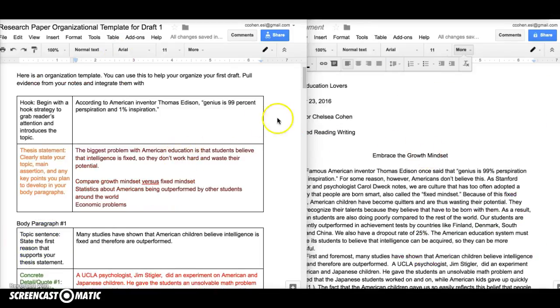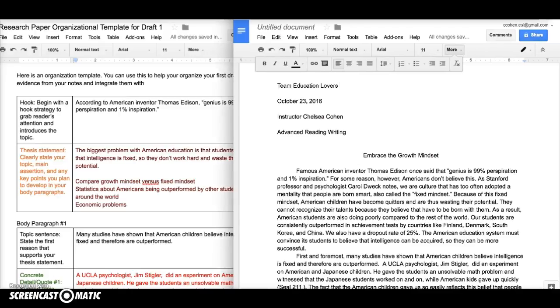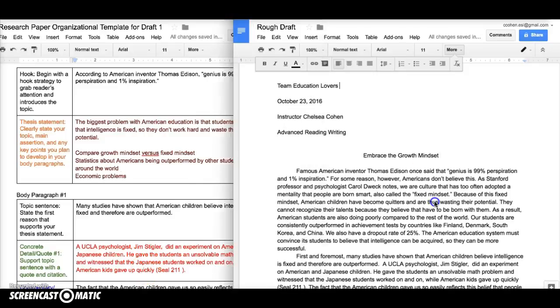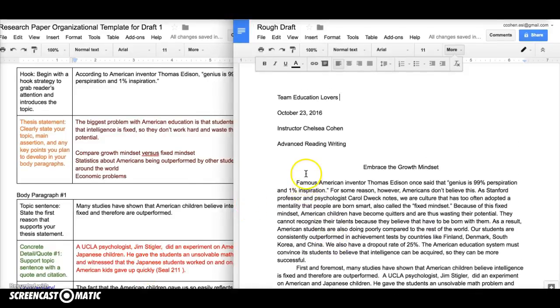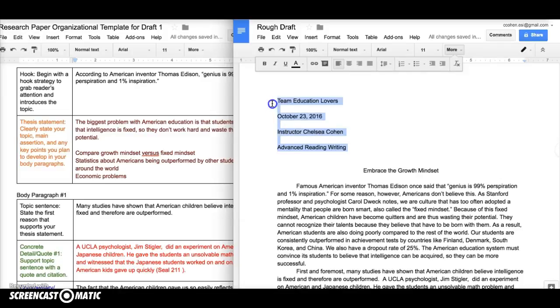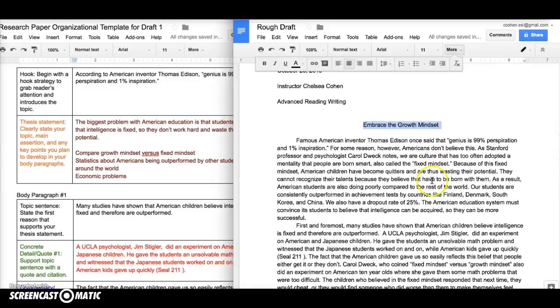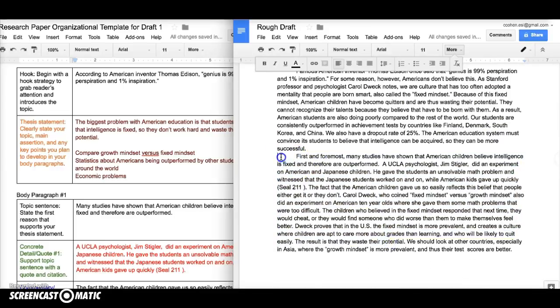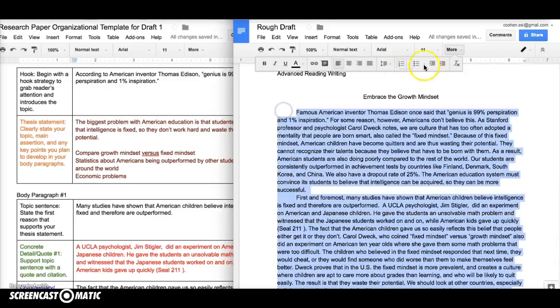So my next step was to create a new document. As you can see here, this is my true rough draft, where I took my information from this organizational template and I copied and pasted it over here. I added my heading, my name, date, instructor, class. I added my title here. And I wrote my introduction, I wrote my body paragraph, I added transition words so that everything came together. The result is, right? And last thing that I need to do is to double space it.